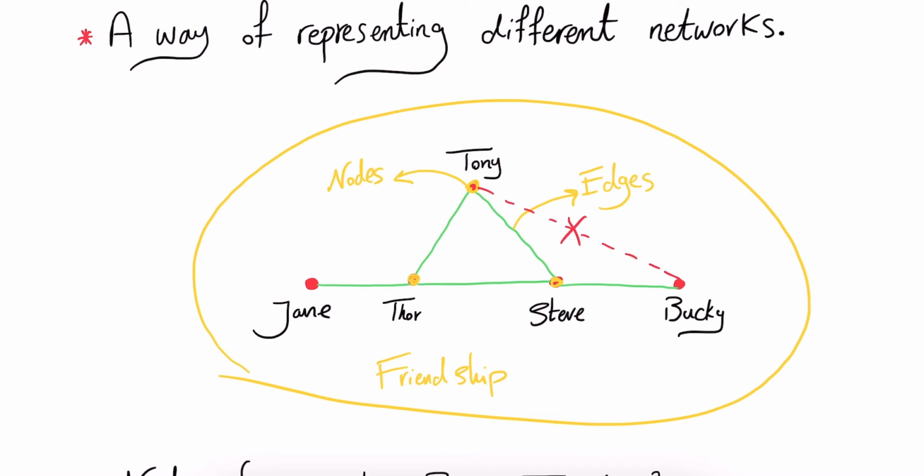And we can also see that, for example, Jane and Tony are not friends because if they were, we would have seen an edge existing between them. And so on. For example, Jane and Steve are not friends, Thor and Bucky are not friends. So we can get a lot of information from observing a graph.